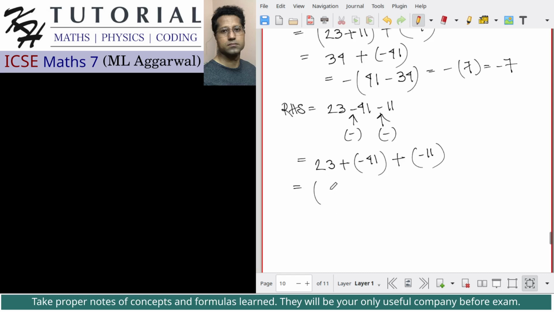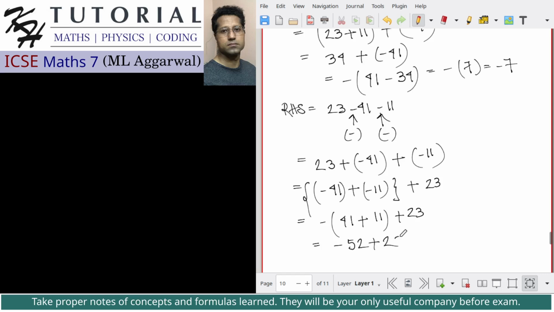So I will group the negative integers, minus 41 plus minus 11. I am grouping them, and I have only one positive integer. Now minus 41 plus minus 11 is minus of 41 plus 11, and I have plus 23. So 41 plus 11 is 52. So this is minus 52 plus 23.